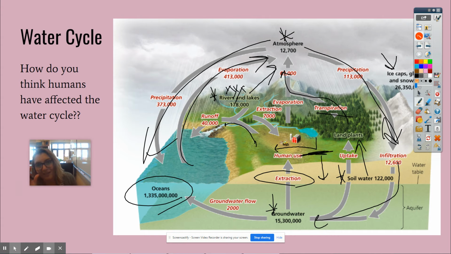They are making kind of cool concrete that absorbs water and actually lets the water get into the soil. We'll talk more about impervious surfaces and the effects of those later on, but those are just two ways.